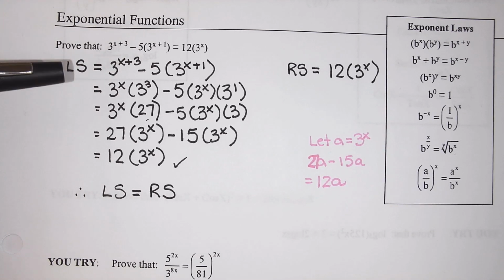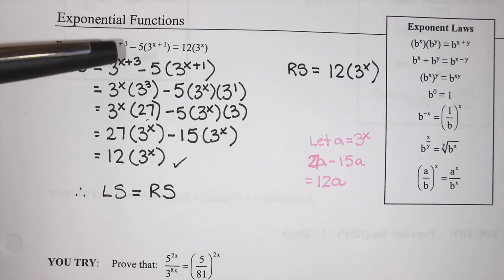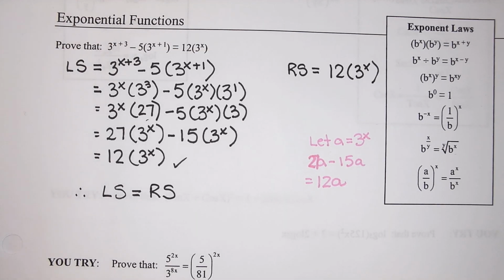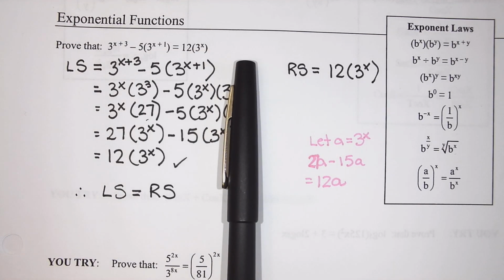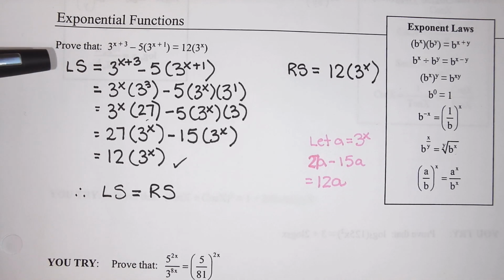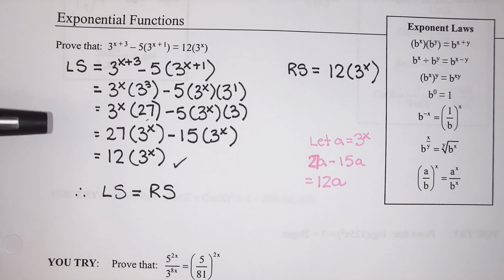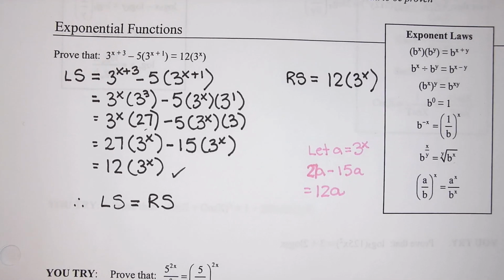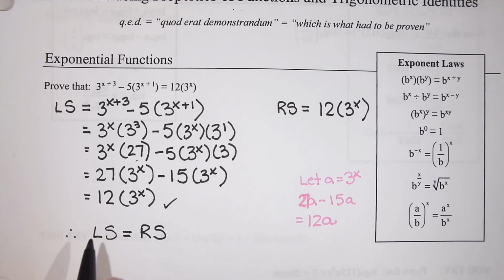So you want to take your function, split it up into the two sides, right? You can also do it by making a t-chart. That also is a proper way to format it. And then pick a side and then manipulate using your exponent laws. Now there is one more thing that you can add if you like, and that is QED.